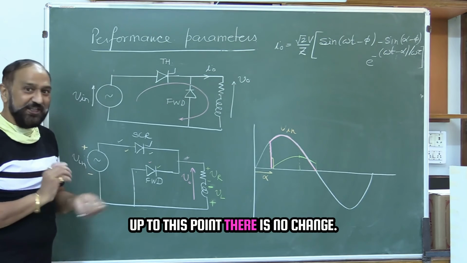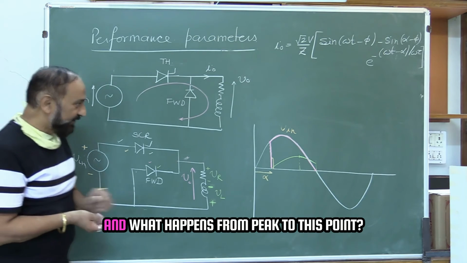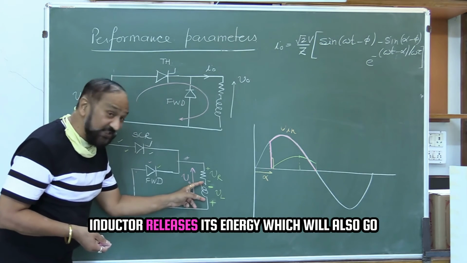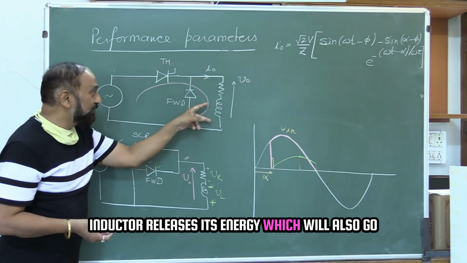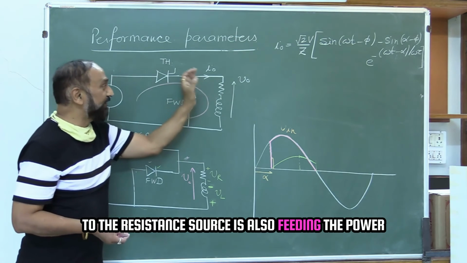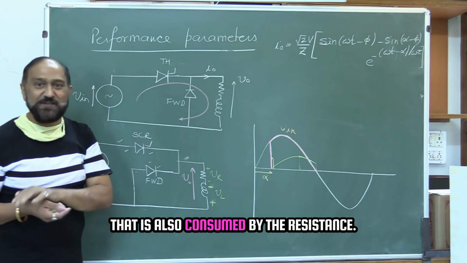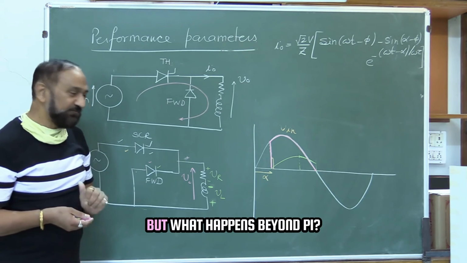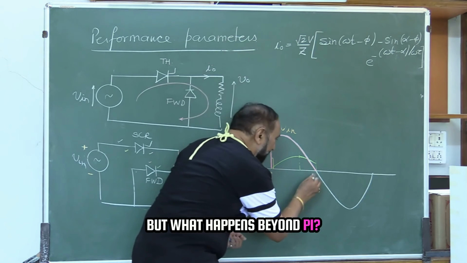Up to this point there is no change. And what happens from peak to this point? Inductor releases its energy, which will also go to the resistance. Source is also feeding the power, that is also consumed by the resistance. No change. But what happens beyond pi?